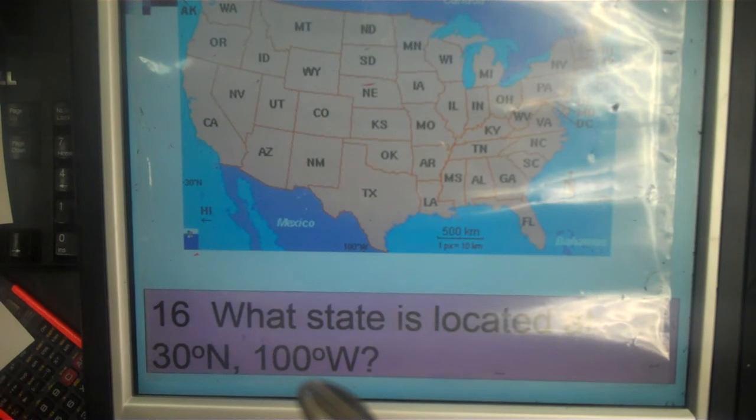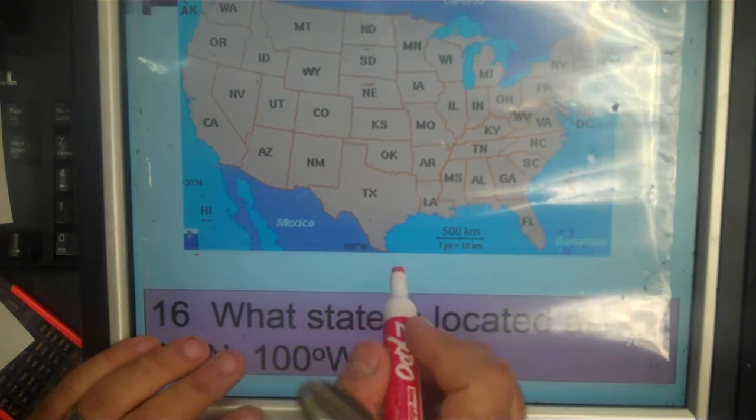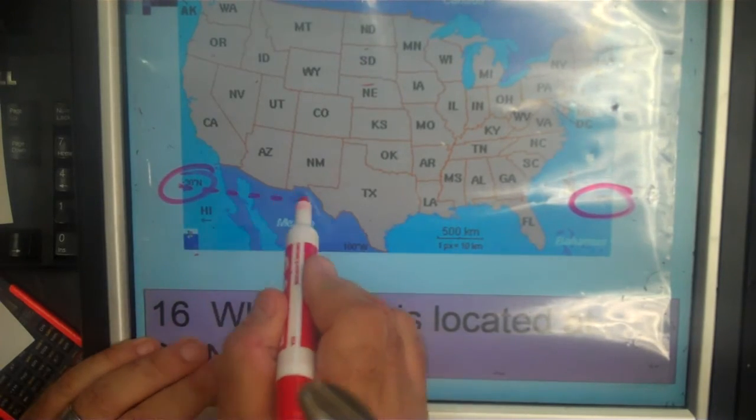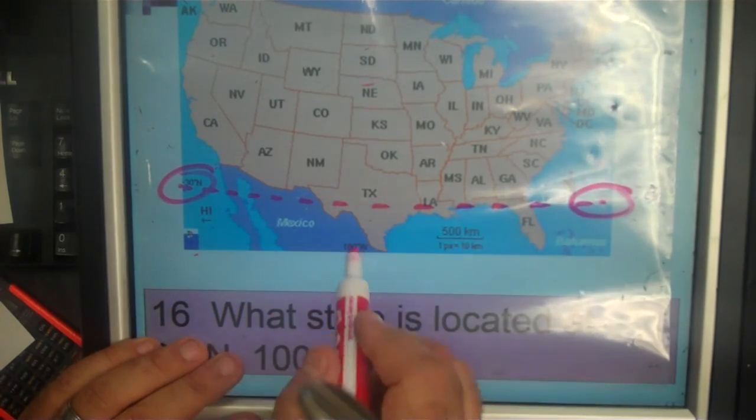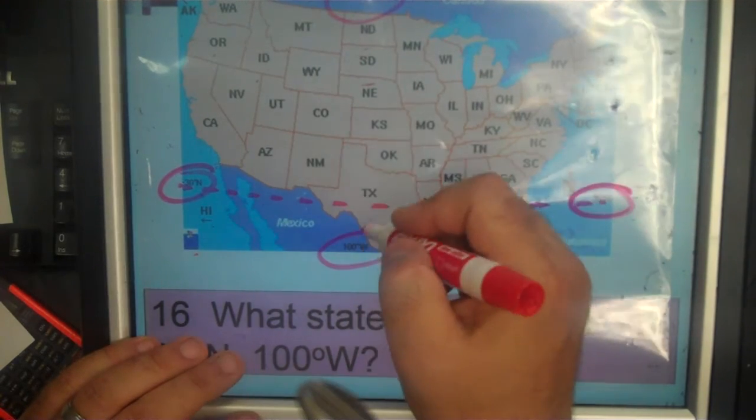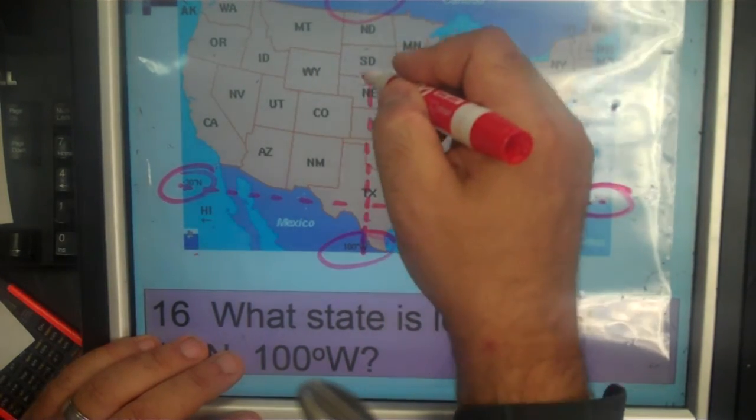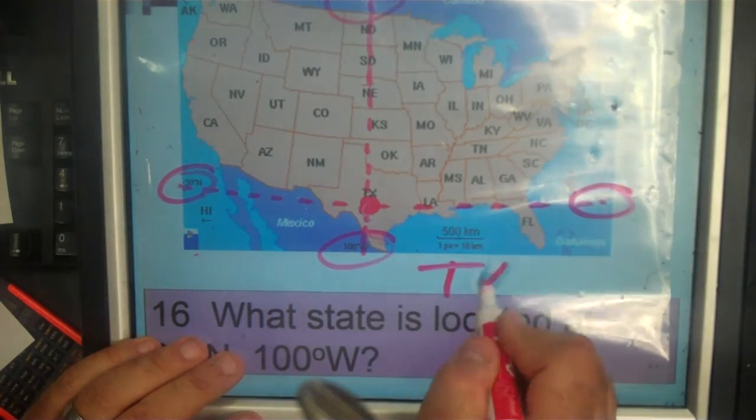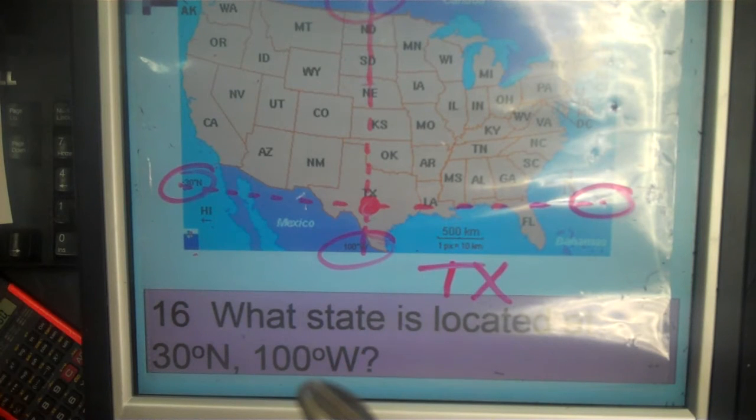Number 16, what state is located at 30 degrees north, 100 degrees west? So this is reviewing our previous lessons, and we have two notations here of 30 north. So that's going to be this line right there. And here are two notations of 100 degrees west. So that's going to be this longitude line. The answer is Texas. Number 16, Texas is at that coordinate.